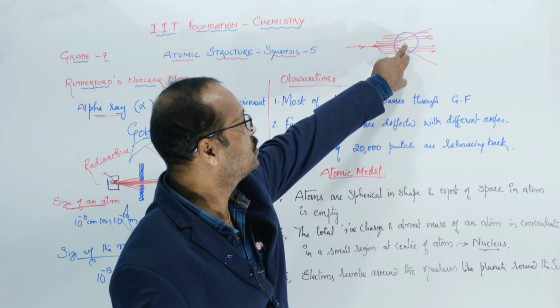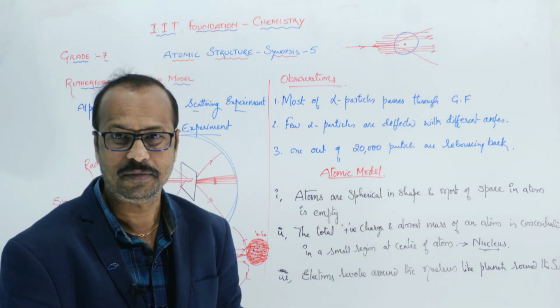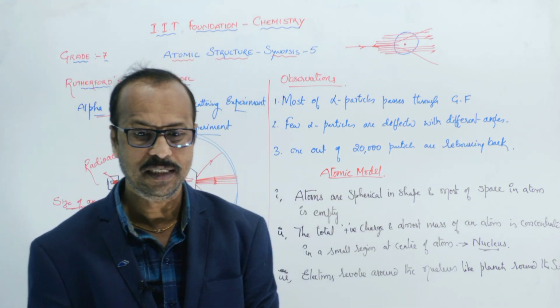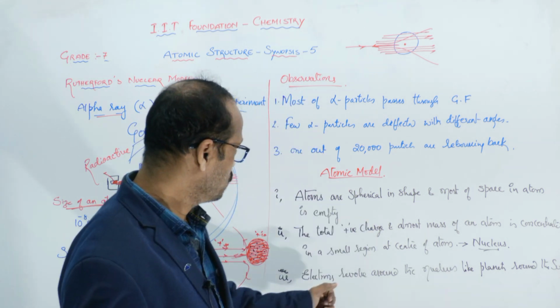This is the nucleus, no? So this nucleus size is like a football in the football stadium. So such a smaller region is the nucleus. Clear, students? Yeah. But here there is one drawback.